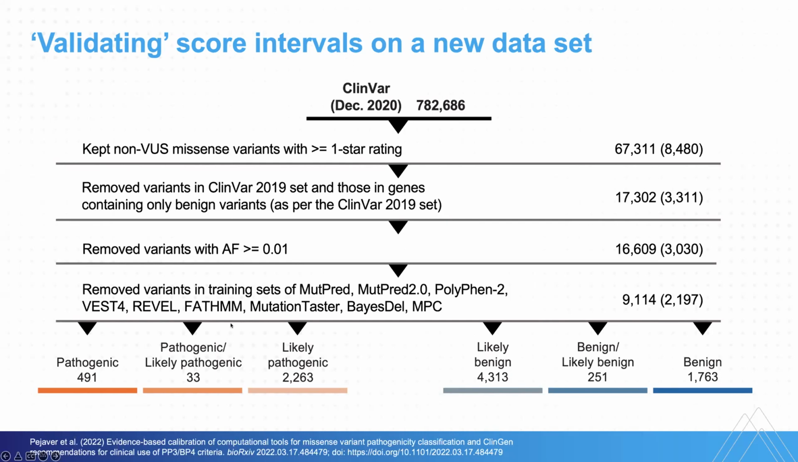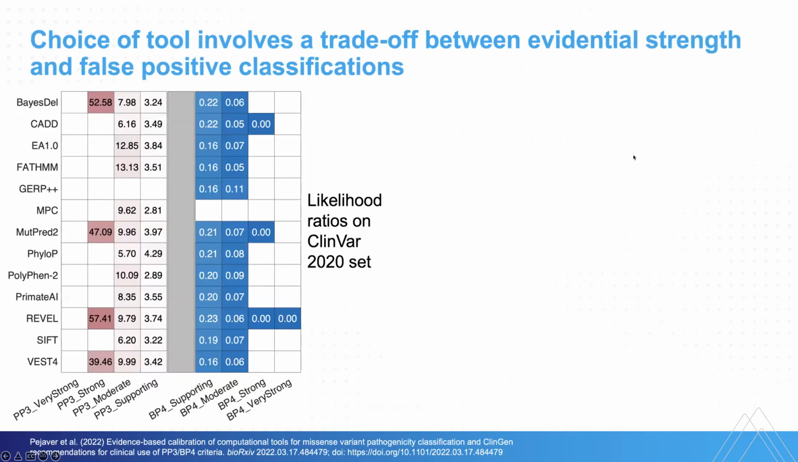We did the same steps where we filtered with the training sets of the different tools. We made sure to check the allele frequencies, and we're not including any common variants. The data set numbers are down here below. It's a smaller data set, but it serves the purpose of being able to validate and test our method, to make sure that everything makes sense.